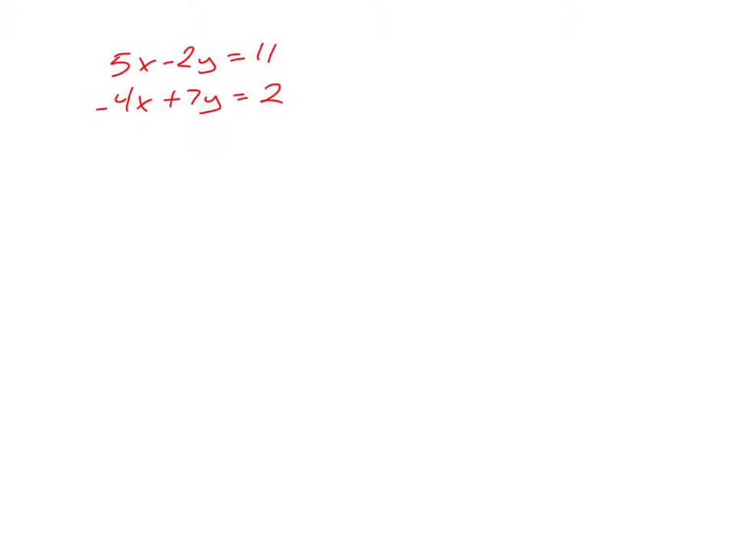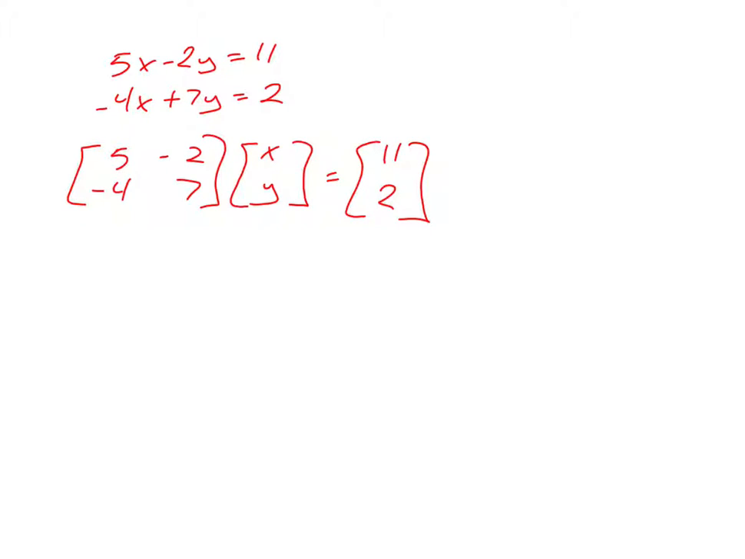Alright, I have 5x minus 2y equals 11, negative 4x plus 7y equals 2. I want to solve this system, and I'm going to use the inverse of the matrix to do it. First thing I want to do is write it in matrix form. Slightly different than what we've done so far. Okay, write that down, and then I'll explain why it looks the way it does. So 5, negative 2, negative 4, 7, x and y, 11 and 2.